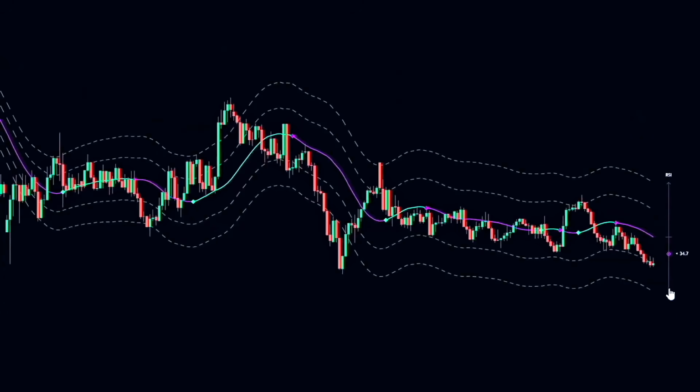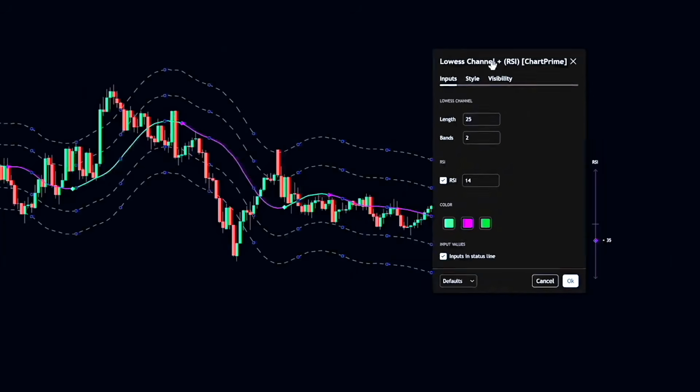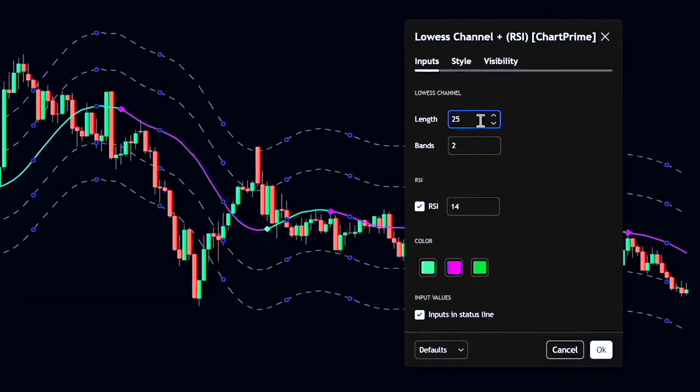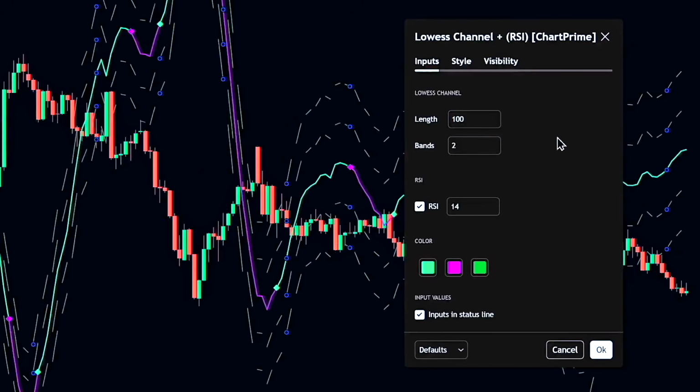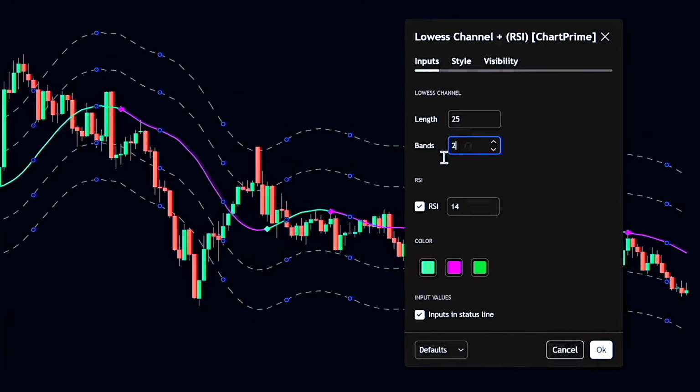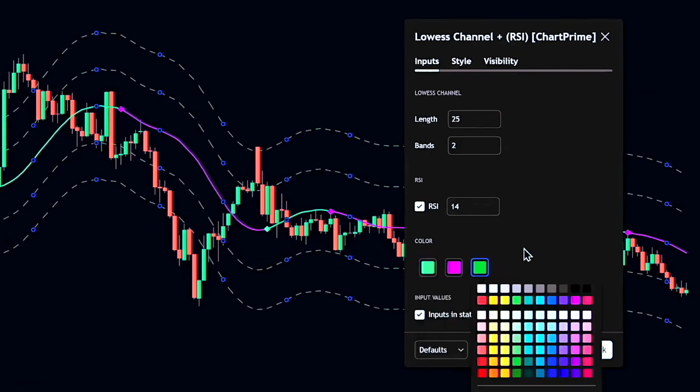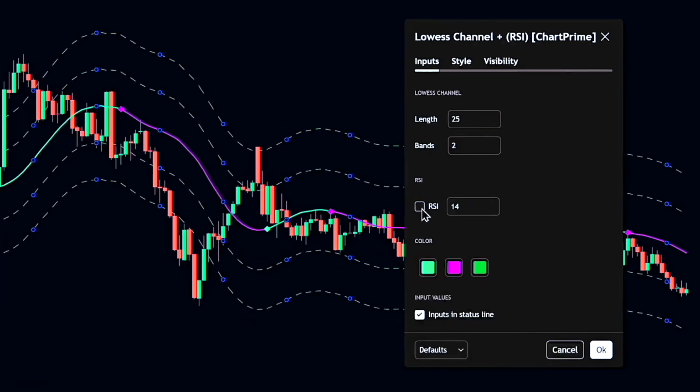Now, let's pop into the settings for a sec. You can tweak this thing a ton. Adjust the length for the lowest calculations. Smaller numbers make the lines and bands react faster, great for scalpers or shorter-term traders. Bump it up, and you get a smoother vibe, filtering noise for longer-term trends. You can also mess with the band width, change colors, or toggle the RSI gauge on or off, even tweaking its length. So play around to find what fits your style.